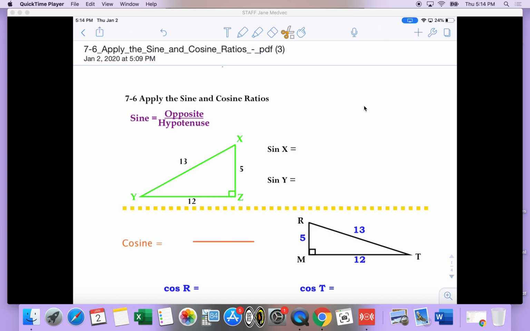Today what we're going to do is move on to section 7.6. We're going to apply the sine and cosine ratios. If you remember from yesterday, we worked with tangent. And when we worked with tangent, tangent was the opposite over the adjacent.